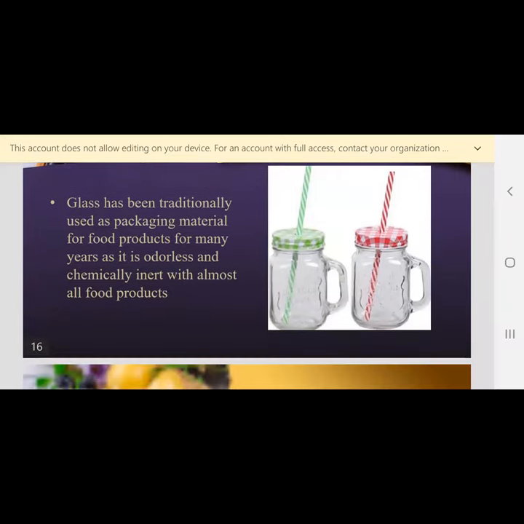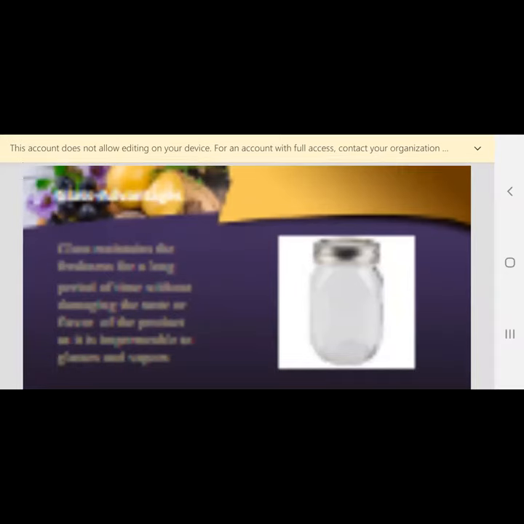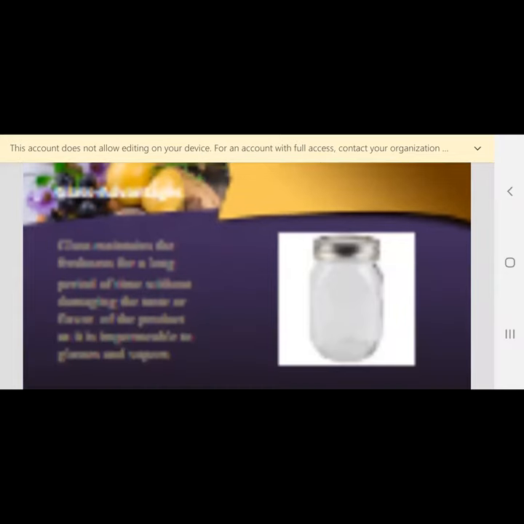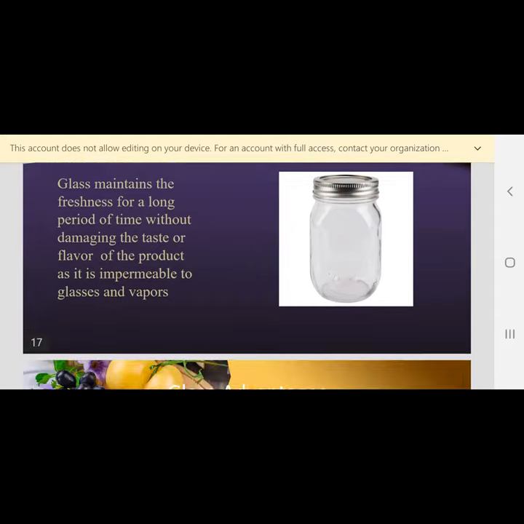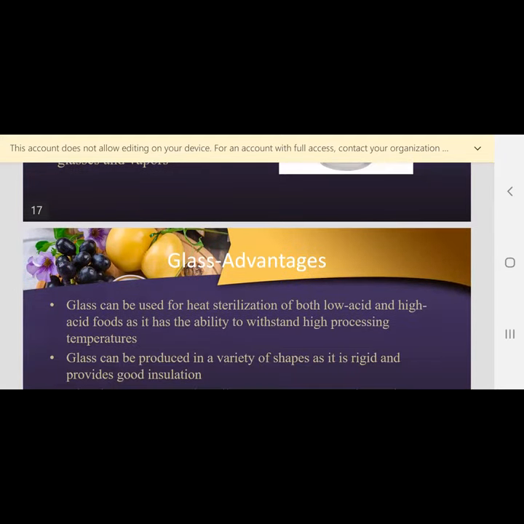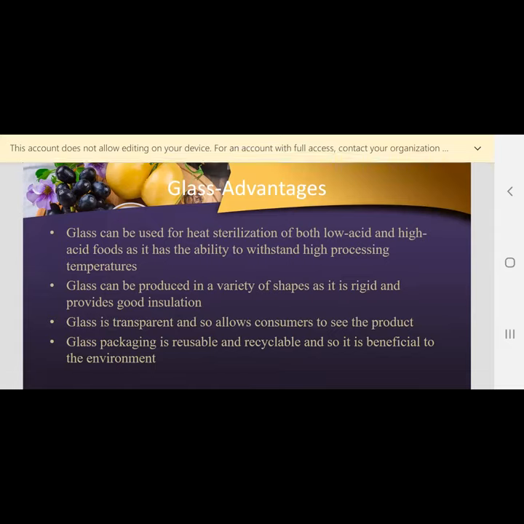It is inert and odorless, we all know. The advantage of glass is that it gives us impermeability. What does it mean? It is a 100% defense against oxygen, water, and other dust, vapor, outside things. What is the advantage of glass material? It is inert. It will have no physicochemical changes with the food, with the packaging material.